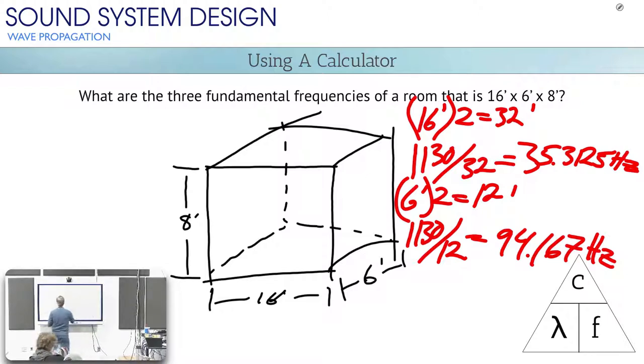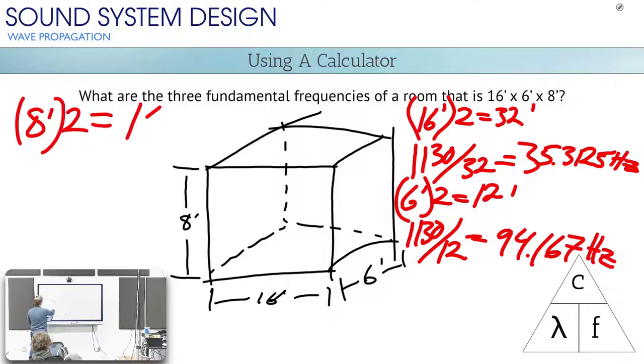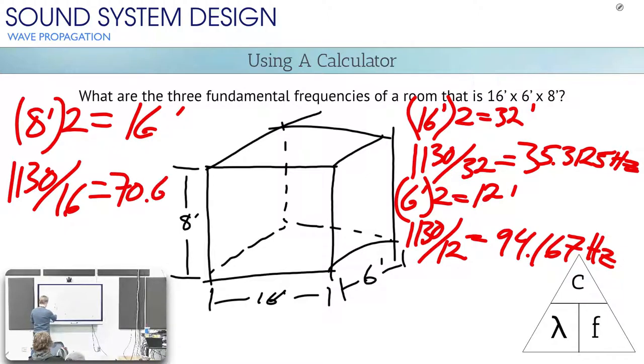All right, let's do the 8 foot one. That would be times 2. So now we're at 16 feet, so 1,130 feet per second divided by 16. 70.625. Yep, 70.625 hertz. That's what I got. There you go. We did it.